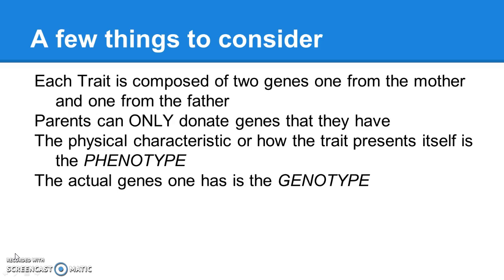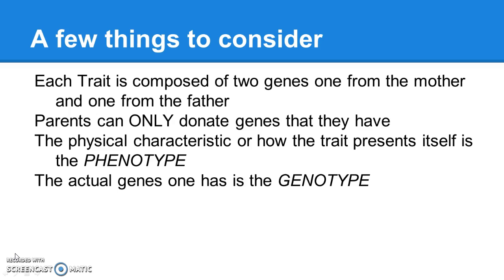So when we consider Mendelian genetics, we want to consider a couple things. Each trait is composed of two genes, one from mom and one from dad, so you're still always getting two forms of every trait. And parents can only donate genes that they have. So if they don't have a certain gene, they can't pass it on. If both parents are short and neither has a gene to be tall, they cannot pass on a gene to have a tall child.